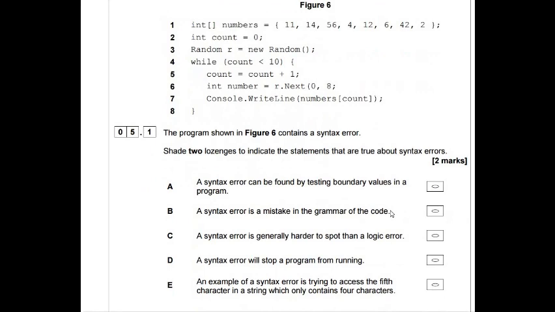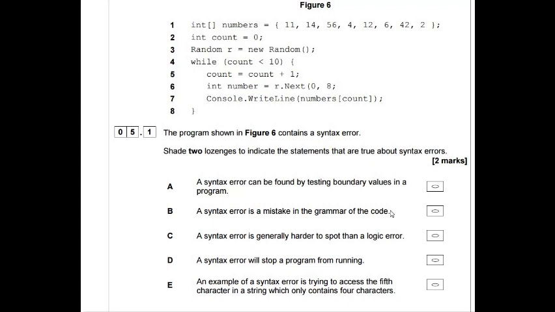Okay. So we got a selection here where we need to shade 2 lozenges to indicate the statements that are true about syntax errors. There are 2 answers this time, not 1, hence 2 marks. A: syntax errors can be found by testing boundary values in a program. B: a syntax error is a mistake in the grammar of the code. Ding! Correct. C: a syntax error is generally harder to spot than a logic error.